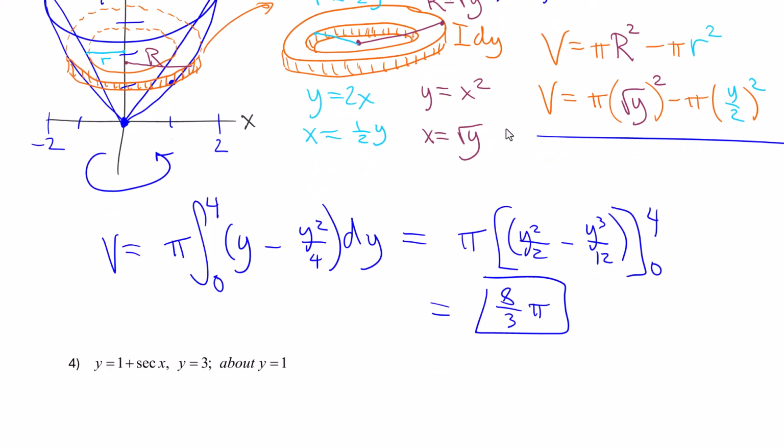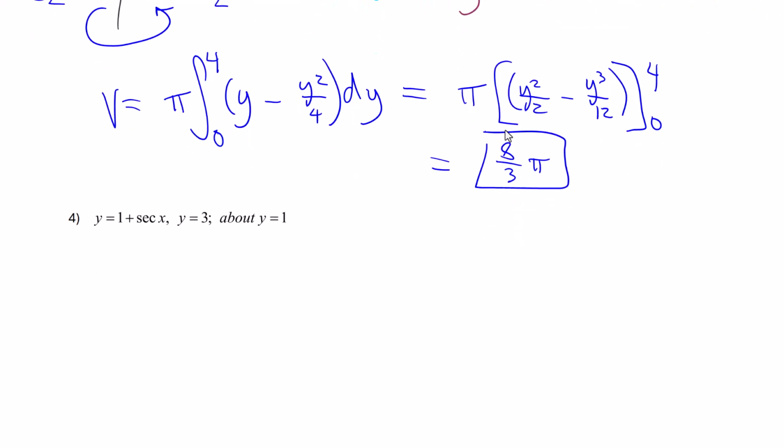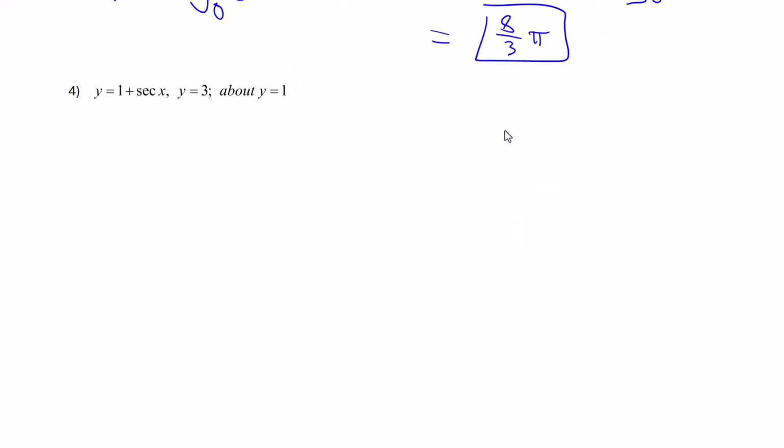All right, let's do one more example. And still under the same topic here, we're trying to find the volumes of these solids using discs or washers. For this last one, our given function is y equals 1 plus secant of x. Our second function is y equals 3. And we're rotating this region about the line y equals 1.